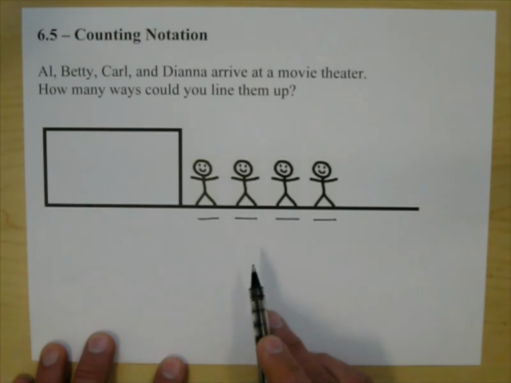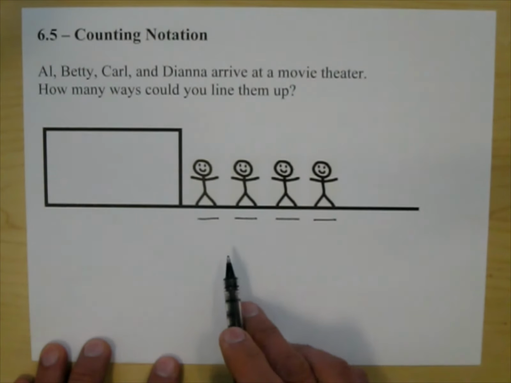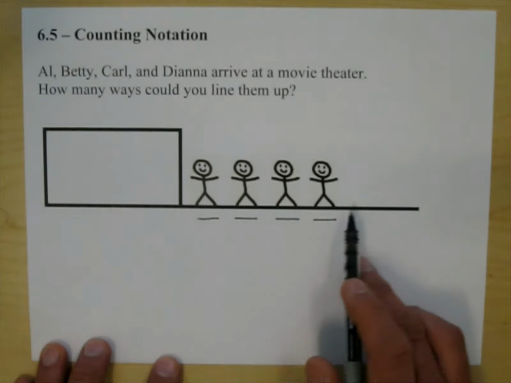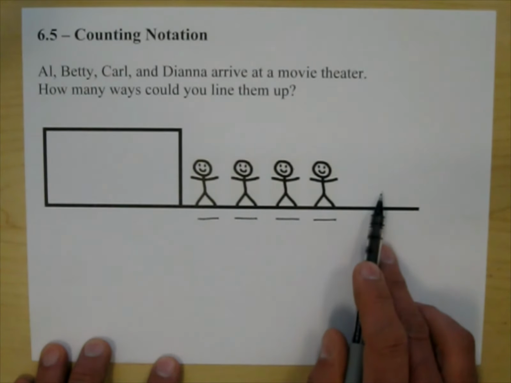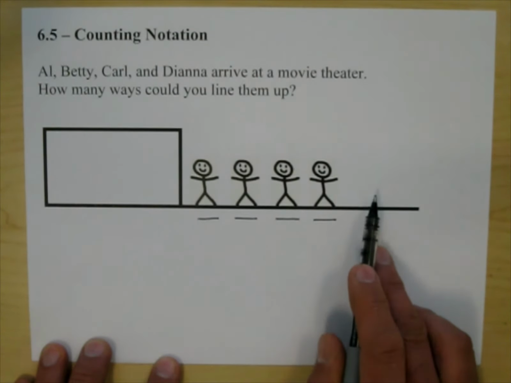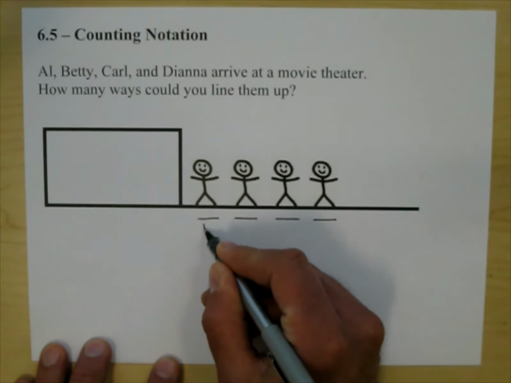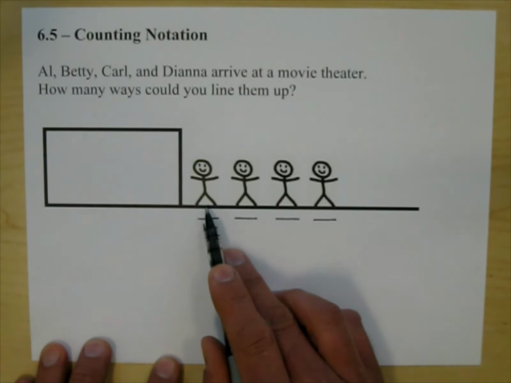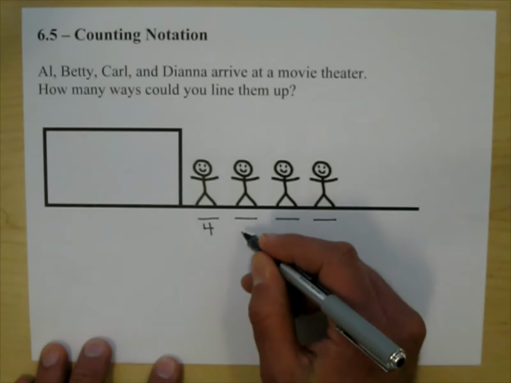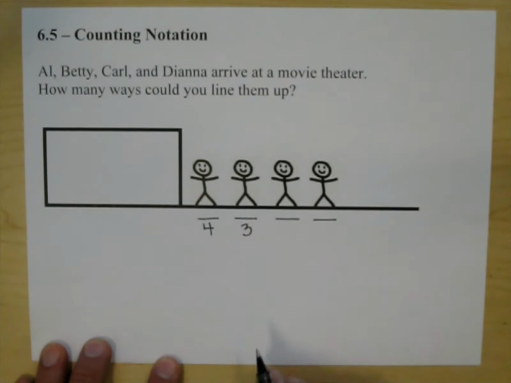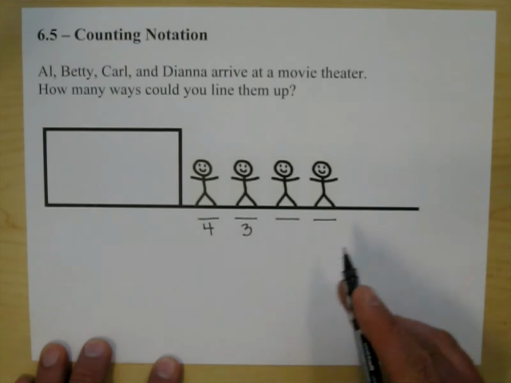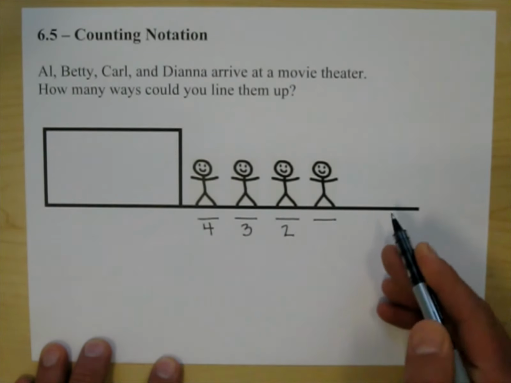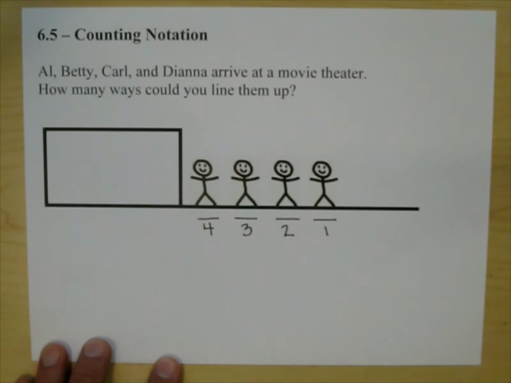You can say, well, if it was your job to line these people up at the movie theater, and they were standing in a group over here, you would have four choices for that first spot in line. Okay, so maybe you put Carl there, I don't know. And then you would have three people over there, so then you would have three choices for that spot in line. And then there would only be two people left, and then you would have two choices for that spot, and then by default there's only one choice for the last spot.